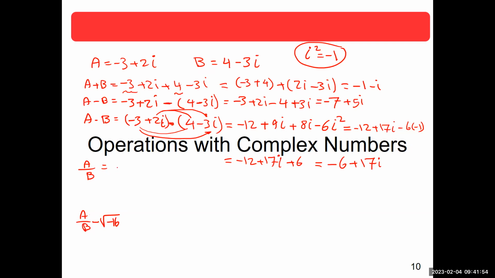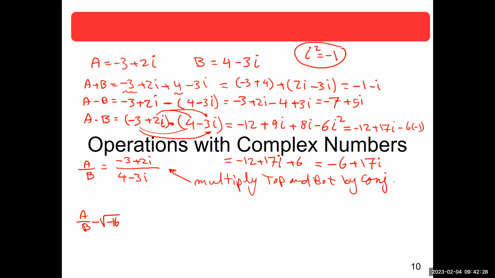What we're going to do, we're going to divide. We just put them on top of each other first. Negative 3 plus 2i divided by 4 minus 3i. What we're going to do, multiply top and bottom by the conjugate of the bottom.